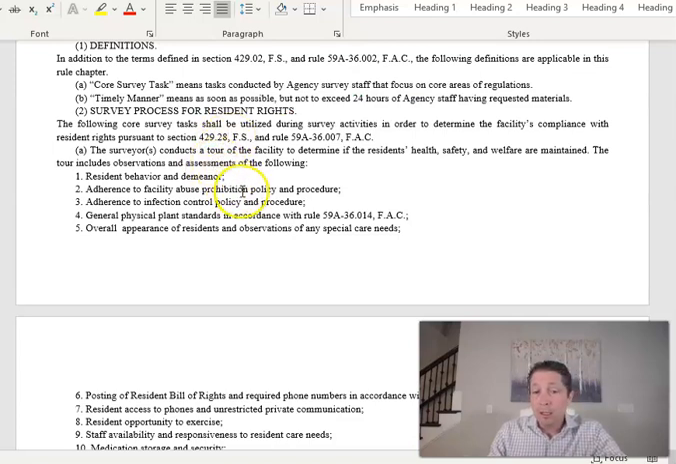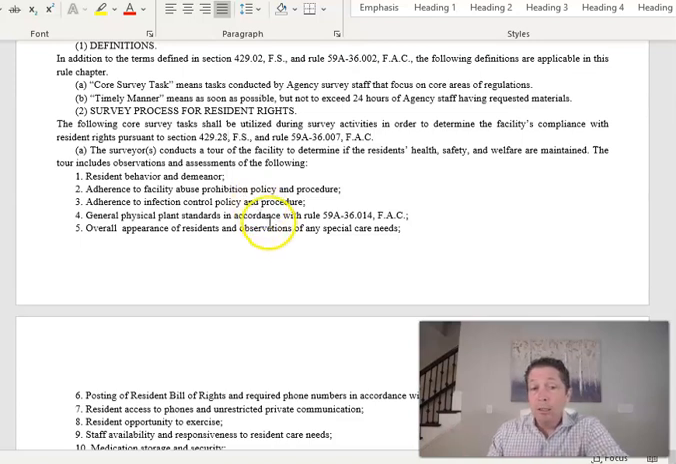The surveyor conducts a tour of the facility to determine if the residents' health, safety, and welfare are maintained. The tour includes observations and assessments of the following. So remember, the surveyor is showing up at your facility and this is the process they follow. Number one, they're going to assess the resident's behavior and demeanor. For example, do they look scared, threatened? Do they appear in good health?